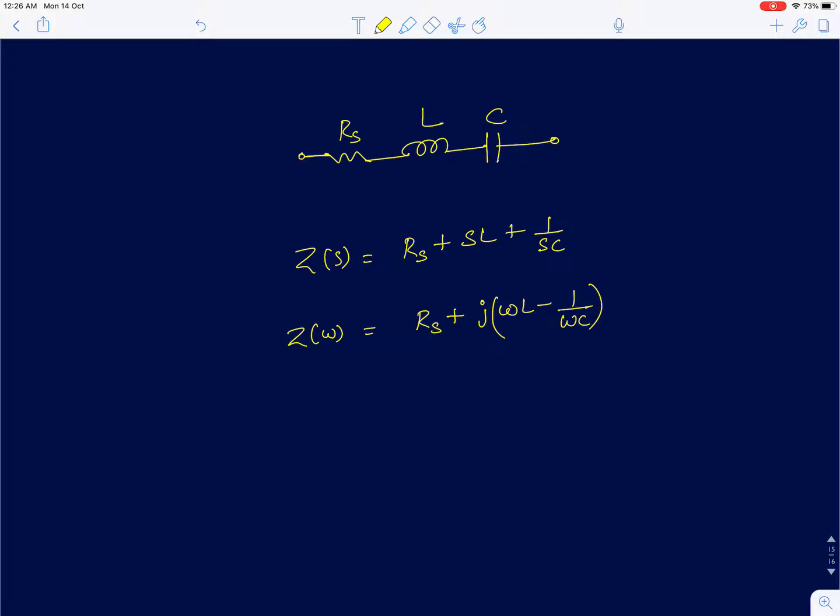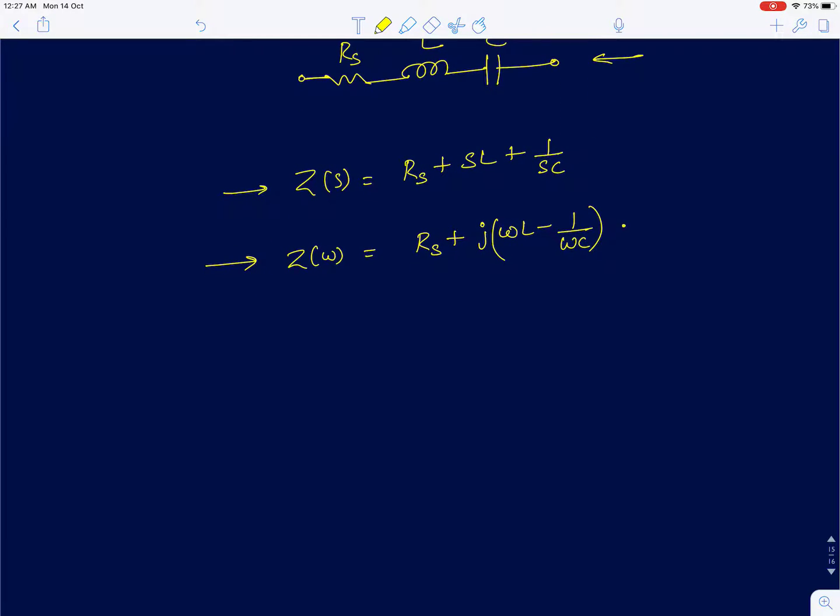Hi everyone. In this lecture, we'll discuss the frequency response of a series RLC circuit in a more quantitative fashion than what we did in the previous lectures. So first, we'll write the impedance of a series RLC circuit, which is nothing but the sum of the individual impedances of the three elements. And I'll substitute s equal to j omega. We have the impedance as a function of frequency. Now this function is a complex number, so therefore we'll have both magnitude and phase.